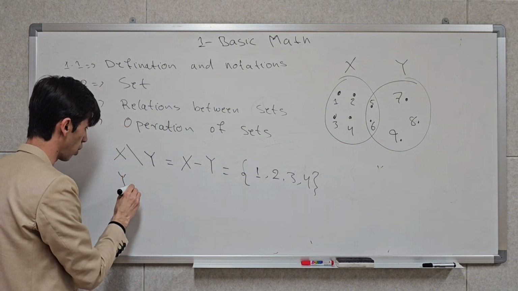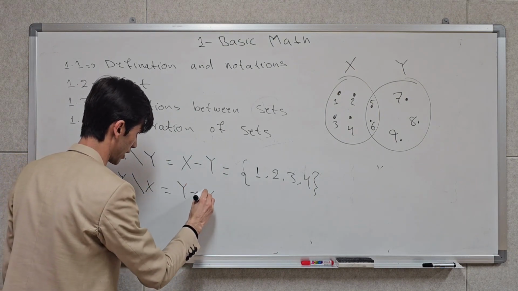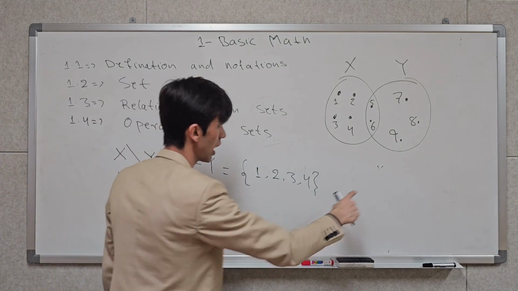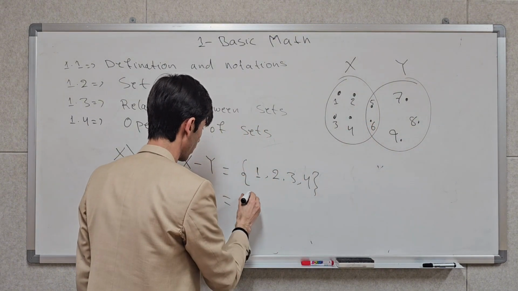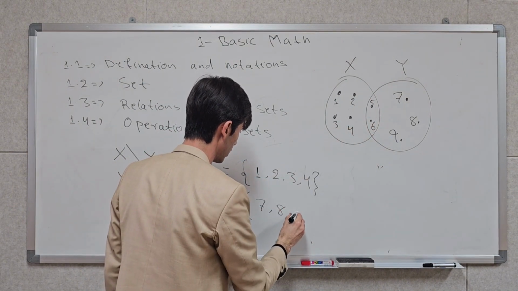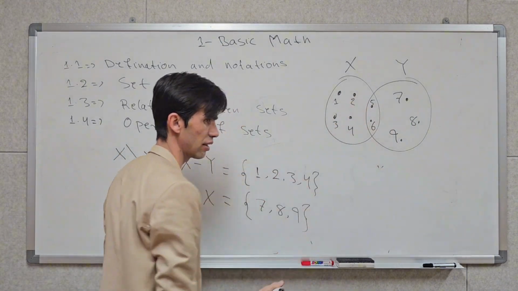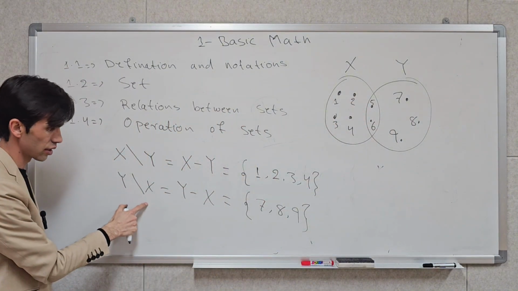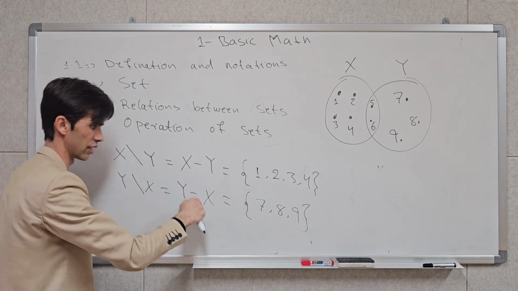Or we can write Y difference X. It means Y minus X. Any element that we have in Y but we do not have in X. Which one is that? 7, 8, 9. These elements we have in Y but we do not have in X. So this sign can be used for difference, either this sign or the minus sign. Either one we can use.